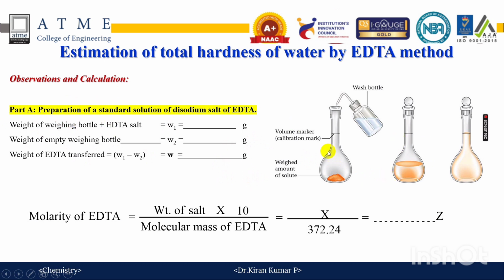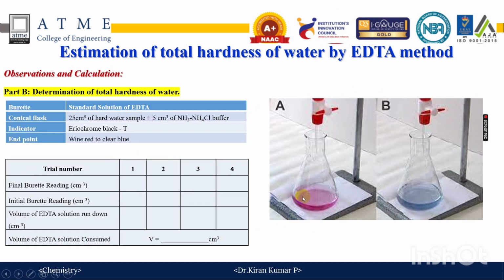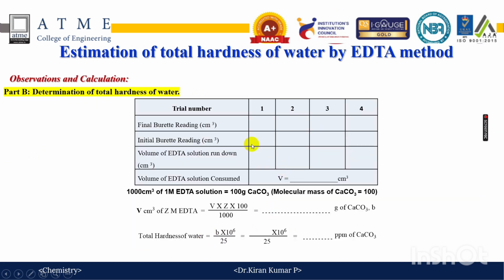Part A is the preparation of the standard solution, with the help of the weighed sample taken and transferred into the standard flask, and you get a molarity. Once molarity is determined, part B is conducted with the help of the indicator EBT. The change in color, wine red to clear blue, indicates the endpoint. Now, with the help of the concordant reading, you can calculate the total hardness of water, which will be measured in terms of ppm, parts per million.